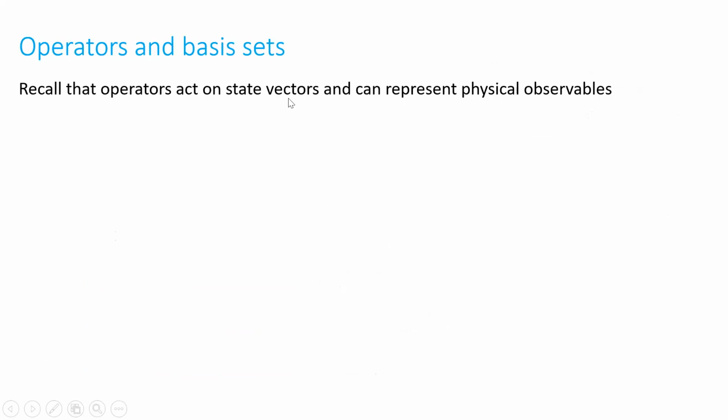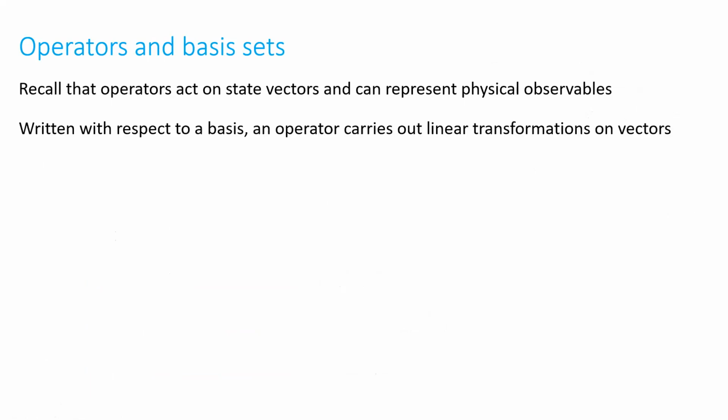Remember, operators act on state vectors, and they can represent physical observables. At least, all physical observables are represented by operators. There are operators which do not represent physical observables, but all physical observables will be represented by operators, in fact, Hermitian operators. So anyway, written with respect to a basis, like the position basis or the momentum basis or the energy basis, which we've been just talking about, an operator carries out linear transformations on vectors.